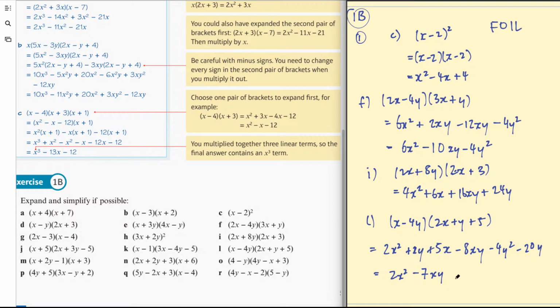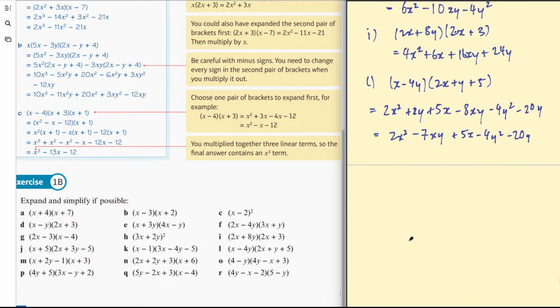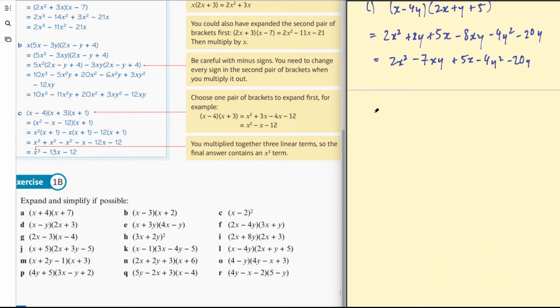So then we've got plus 5x take 4y squared take 20y. And we're done, and I will check all of these at the end just to make sure I haven't missed anything. And if you notice any mistakes, please let me know. I'm bound to make some mistakes as we go along.